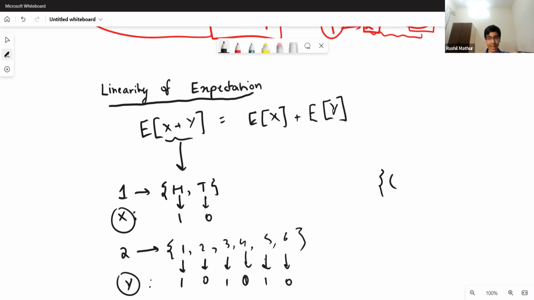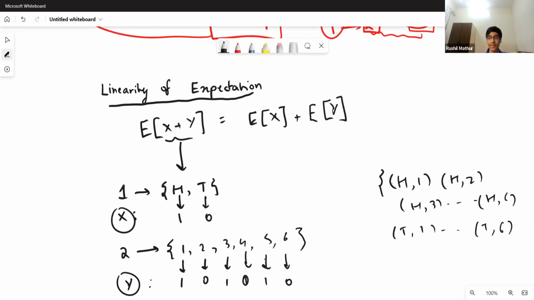and taking ordered pairs. You could get a head and 1, a head and 2, a head and 3, a head and 6, a tail and 1, a tail and 6, and so on.